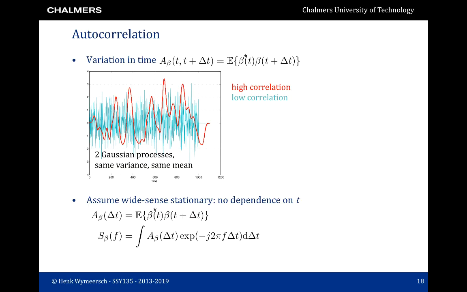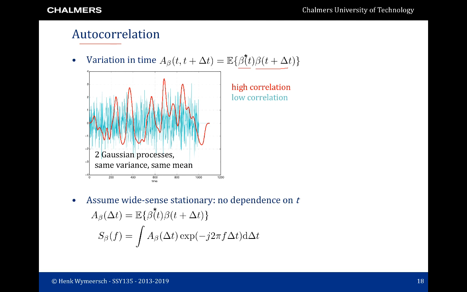So far, we have looked at the distribution of the channel, but not at the variation as a function of time. This is captured by the autocorrelation function. So when we look at the channel at time t, and the channel a little bit later, what is the expectation of their product? We call this the autocorrelation A of beta, t and t plus delta t.